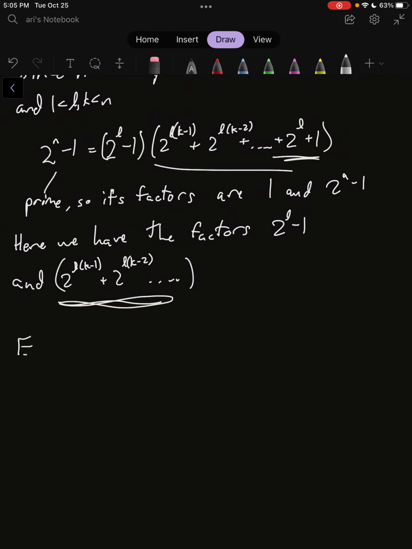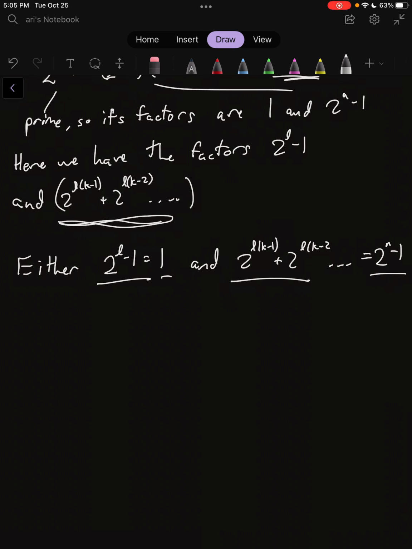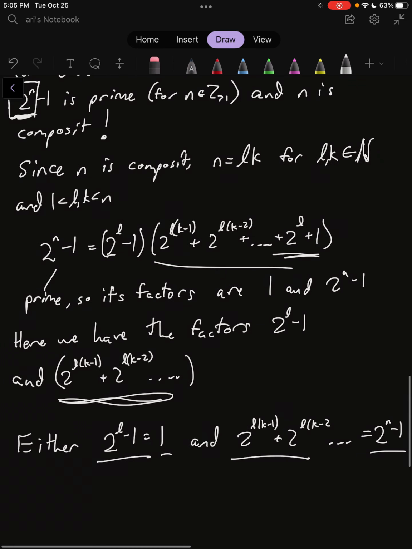Either 2^L - 1 equals 1 and 2^(Lk-1) + 2^(Lk-2), all that stuff, equals 2^n - 1. And that way the product of this times this equals 1 times 2^n - 1, which is equal to 2^n - 1, and the equality over here, this equation makes sense.